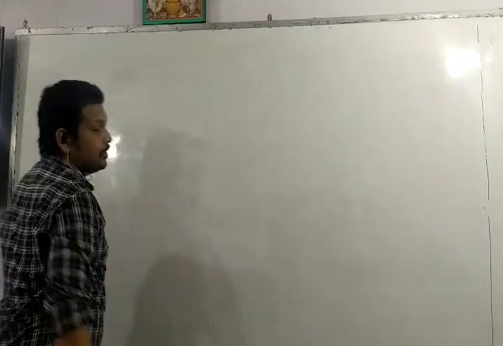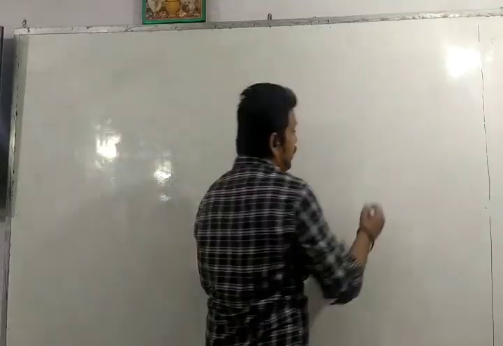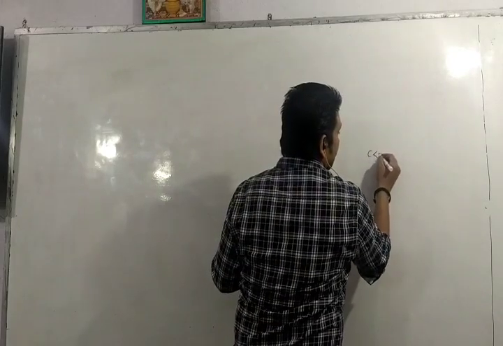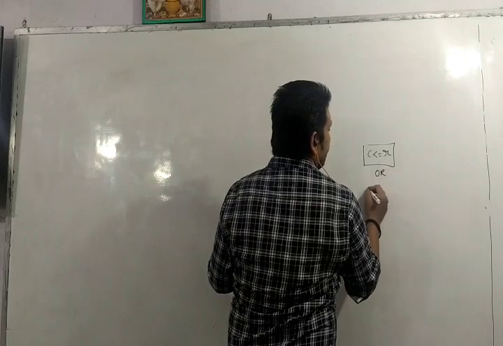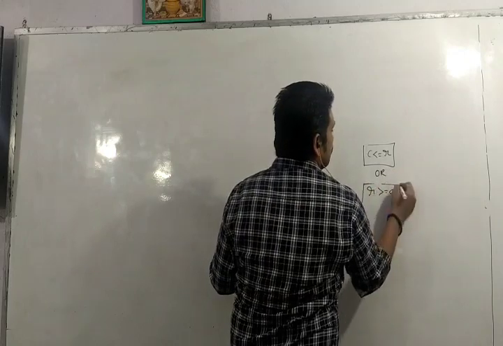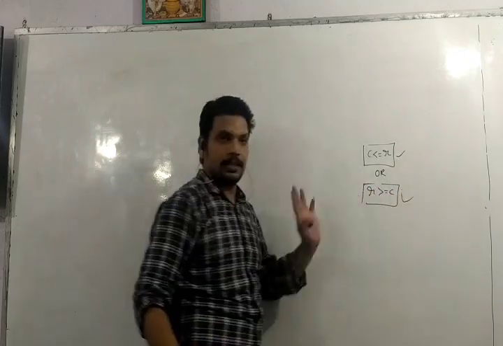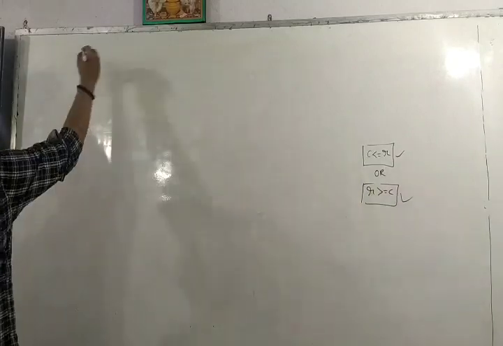What was the condition in which star was getting printed? The condition was C less than equal to R. Or you can write R greater than equal to C. Yes or no? Either this or this. See, listen.